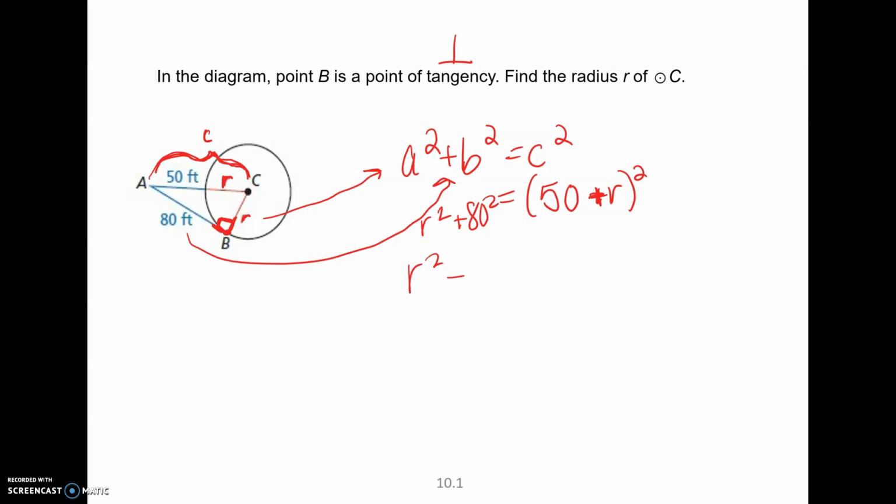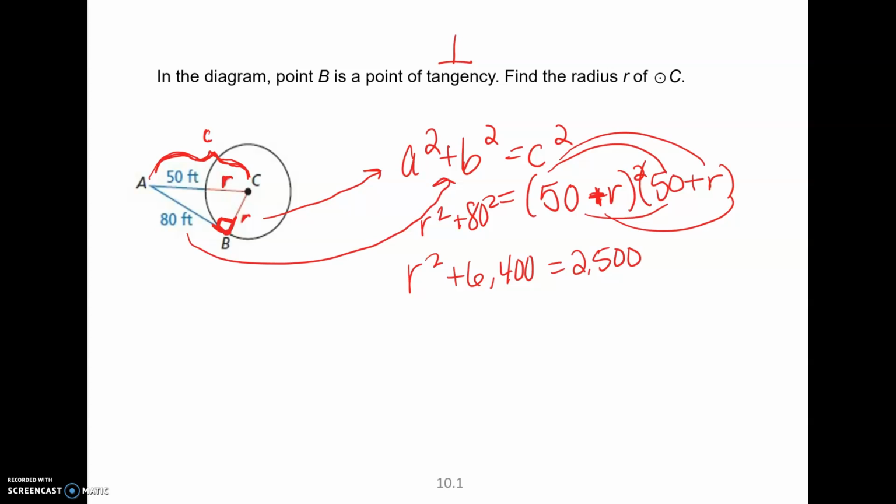So I have R squared plus 6,400 equals, and remember here I do have to actually FOIL these out. So I'm going to multiply these together. The first thing I'm going to start with is 50 times 50, so I get 2,500. Then I have a 50R, R, and a 50R and R squared. So that's all FOILed out right there.